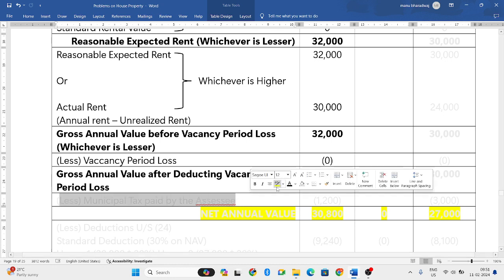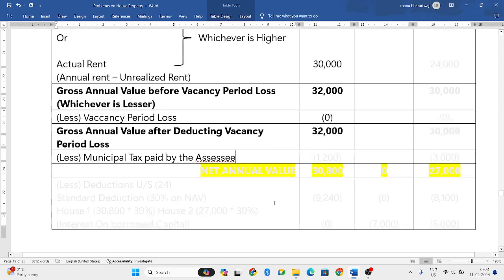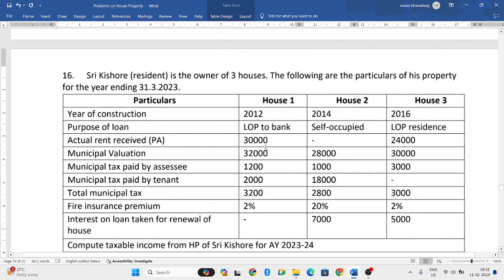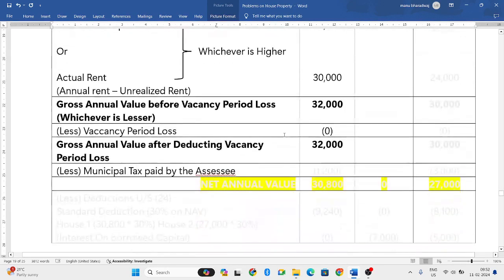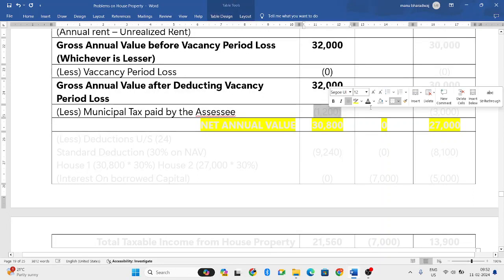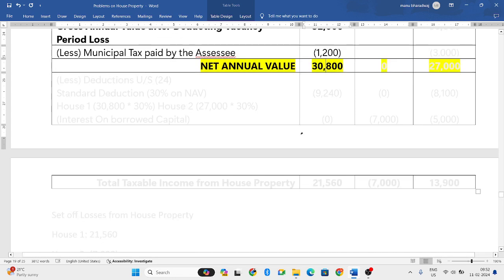From that, we have to reduce the municipal tax paid by the assessee. Whatever the municipal tax paid by the assessee, we have to deduct that. So for house 1, the assessee has paid 1,200 rupees municipal tax. So municipal tax is 1,200. When you deduct this 1,200 from 32,000, we will get 30,000 rupees, that is NAV.